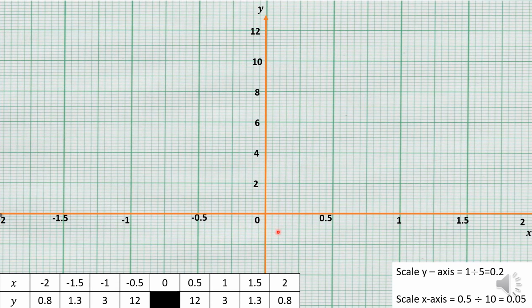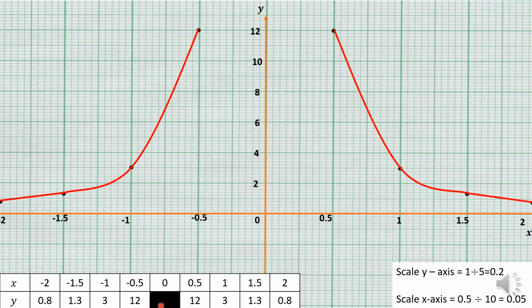Now, I'm going to start to plot when x is 2, y is 0.8. So all of this is going to be positive. You plot, all right? I plot the one on the left, and if I then join, that is how that curve will be. So it's going to be a reflection on the other side. So 0.5 is 12, way up there. 1 is 3. 1.5 is 1.3, 2 is 0.8, and then you get that. And so that is the function, and you have solved that question.